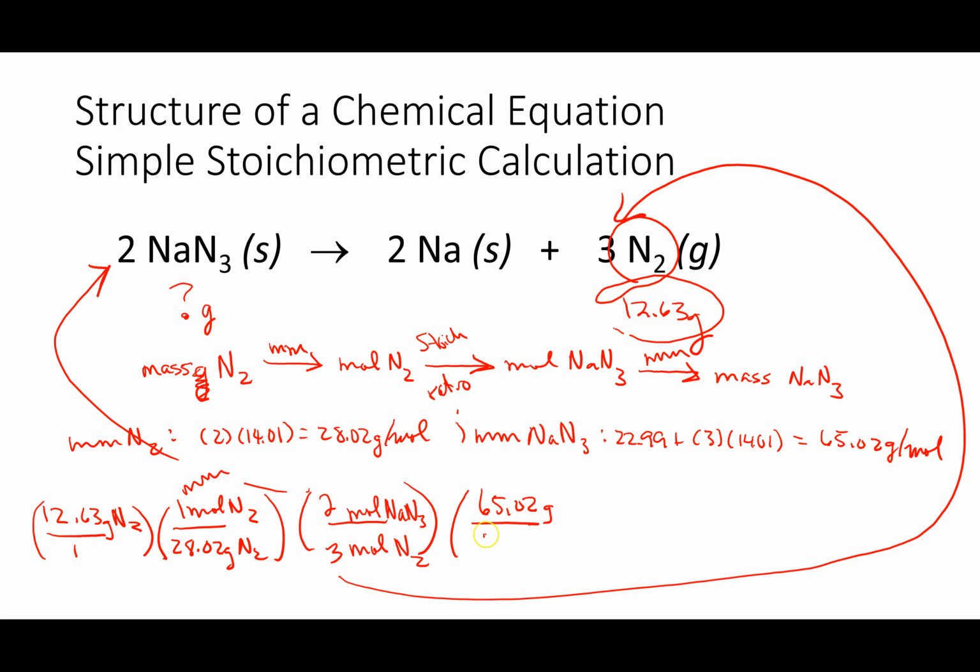65.02 grams in 1 mole. Oops, sorry, grams of NaN3 per mole. NaN3. All right, how should we round it? 4. Yep, I'm liking 4. Let's see what we get.